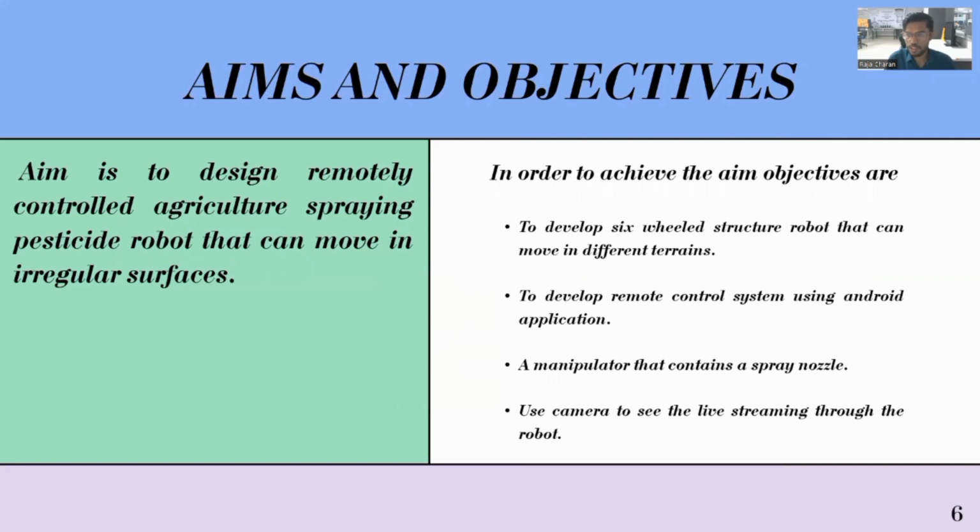So in order to achieve the aim, our objectives are to develop a six-wheel structure robot that can move in different terrains, to develop a remote control system using an Android application, and a manipulator that contains a spray nozzle, and we use a camera to see the live streaming through the robot. We can see the fields where we want to spray the pesticide.